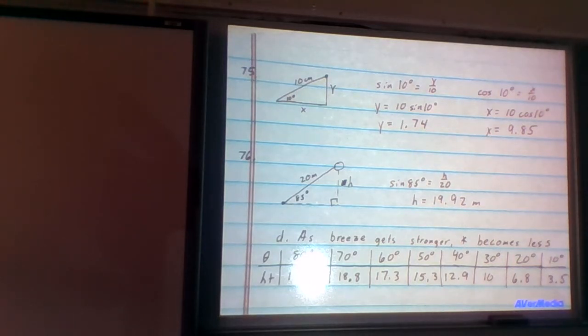So as the breeze gets stronger, the angle becomes less. As the angle becomes less, the lower it is to the ground, the closer it is to the ground. So height drops.